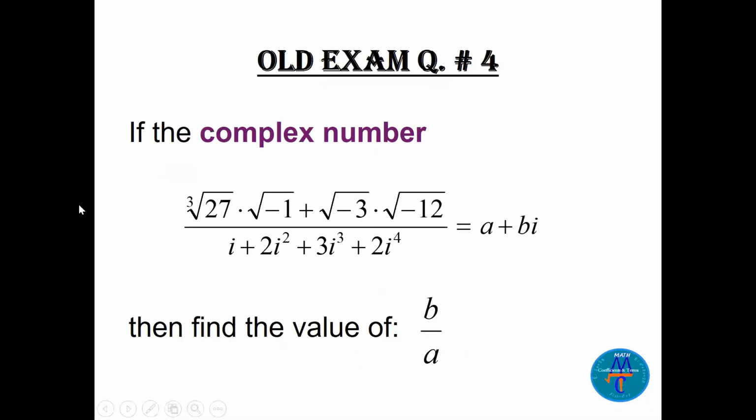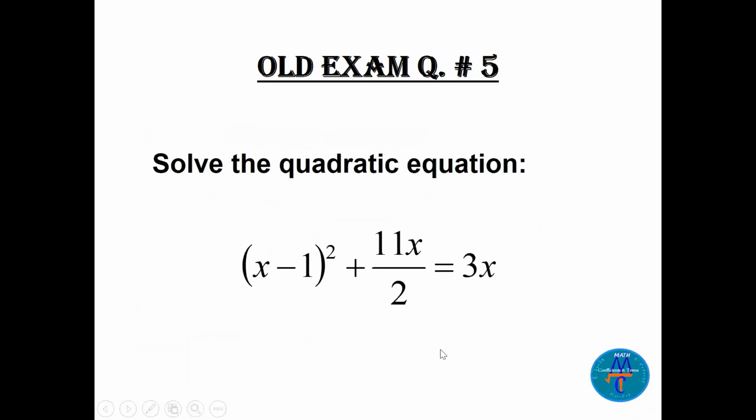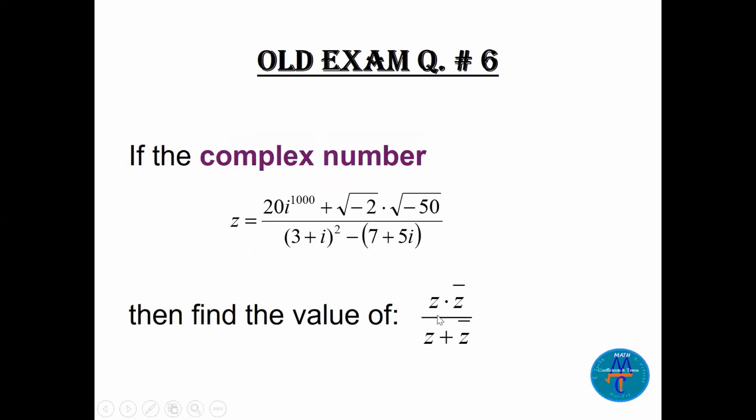This is a complex number. Write it as A plus Bi. Find the value B over A. After you simplify the left side, find A, find B, then divide B over A. Solve the equation similar to the one we did in example 11. Also, if this is Z, all this is Z. Oh, nice question. I know this is heavy, guys.